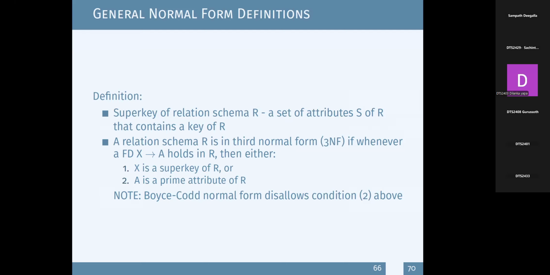Let's discuss the last one, which is called Boyce-Codd normal form. So in Boyce-Codd normal form, we talk about something called a super key, right? So a super key means a set of attributes S of R that contains a key of R. A relation is in third normal form whenever you have this functional dependency in R, then you have a super key, or then it could be a prime attribute of R. So Boyce-Codd normal form disallows the second condition, prime attribute. So let me explain with an example.